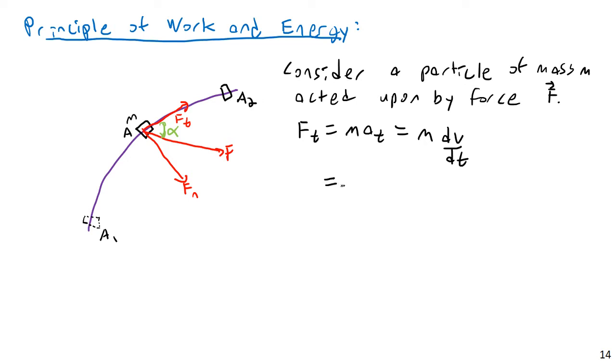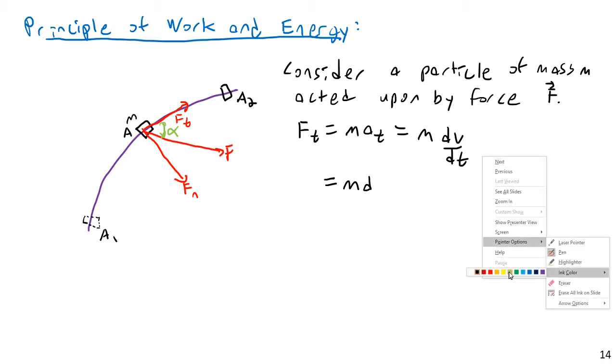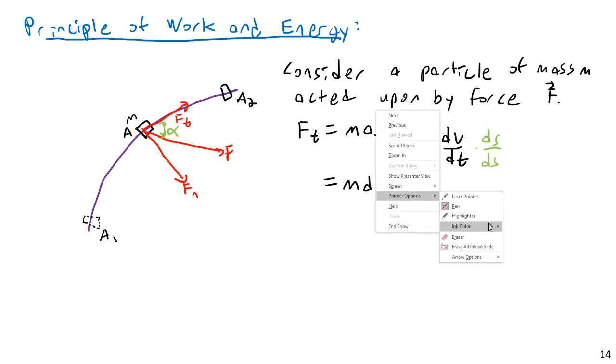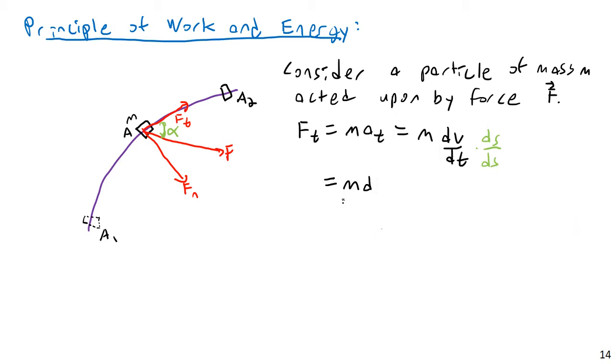And then this is going to be equal to m dv/ds, if I do a little change of variables, just basically multiplying by ds over ds. I can always multiply by 1 if I want, there's no reason I can't, and ds over ds is just a form of 1. So if I multiply by that and rearrange things a bit, I can get this.